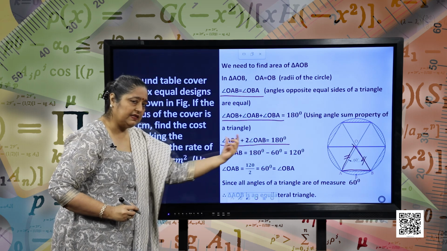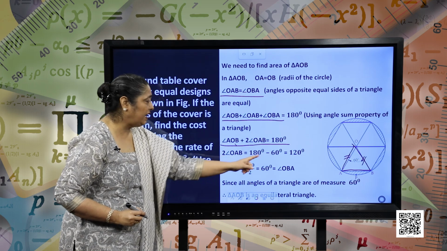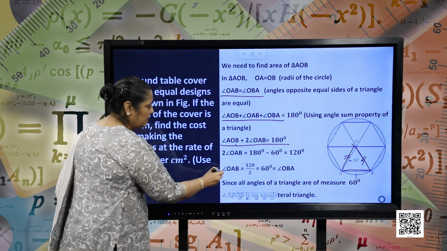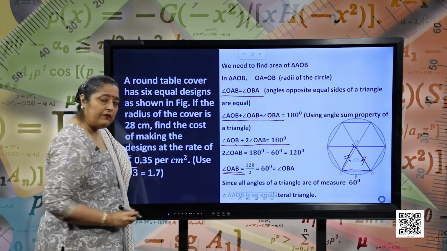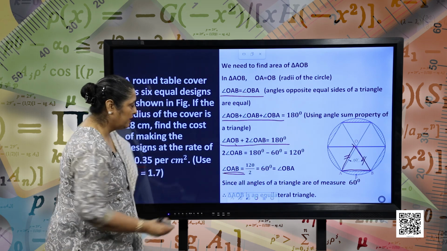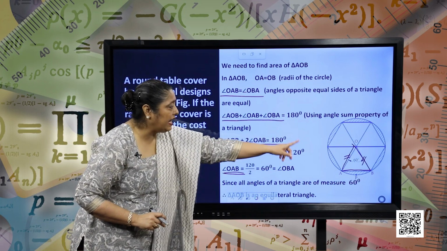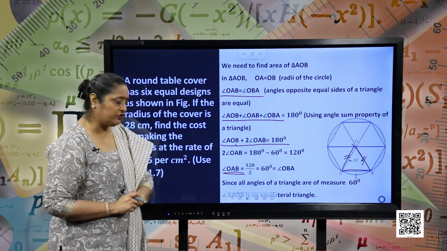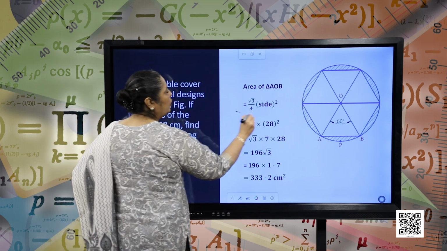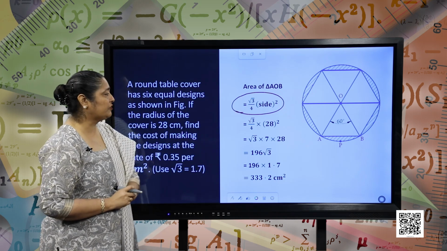Taking OAB to the left side and substituting the value of angle AOB as 60 degree, we have twice of angle OAB as 120 degree. So, angle OAB will be 120 divided by 2, that is 60 degree. Since all the angles of the triangle are of the measure 60 degree, therefore triangle OAB will be an equilateral triangle. So, area of triangle OAB will be root 3 by 4 side square. This is the formula for area of equilateral triangle.